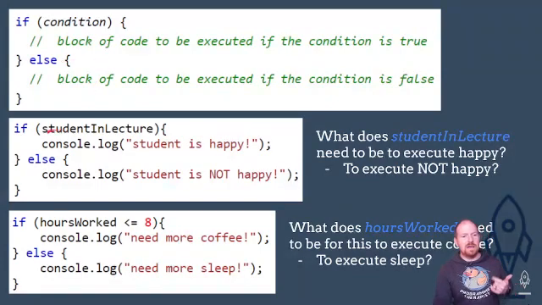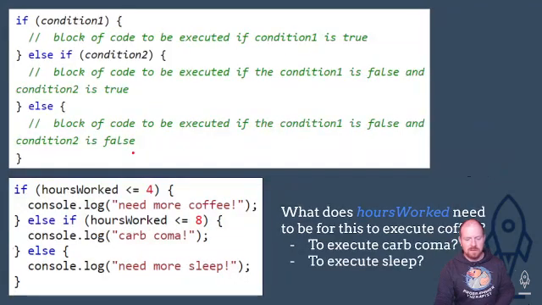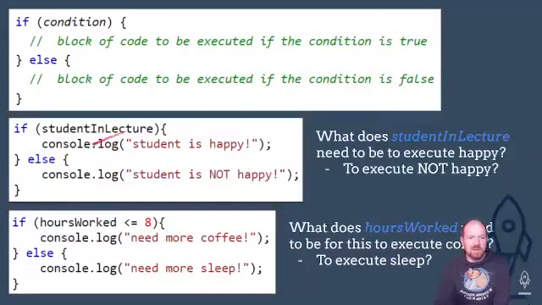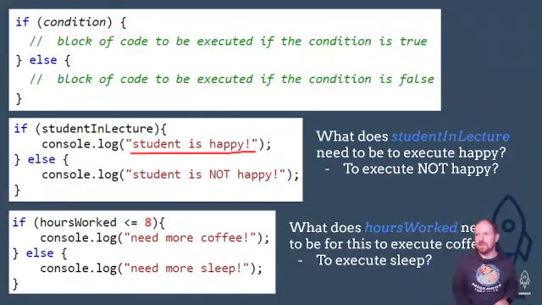For instance, if student in lecture, if we said that was true, then the student is happy, is fine. If I said false, which is what we're hoping for, that it would be either true or false, then student is not happy. But if I typed in, this is going to be a weird one that I will show you in a little bit, anything besides some very key values, this top one's going to run almost every single time. And that's because of JavaScript's truthy versus falsy.